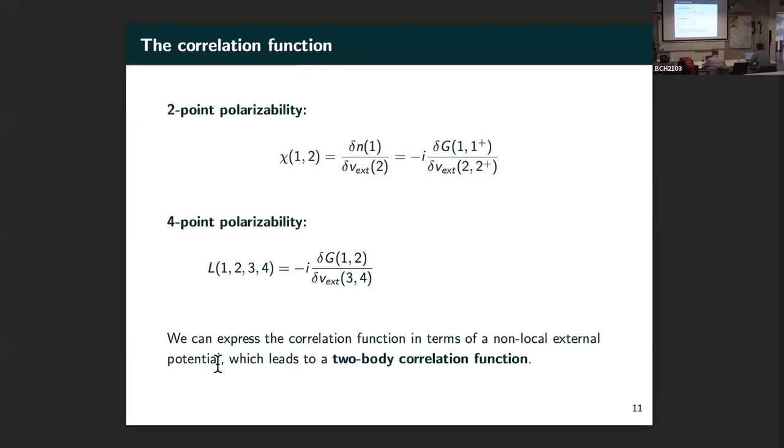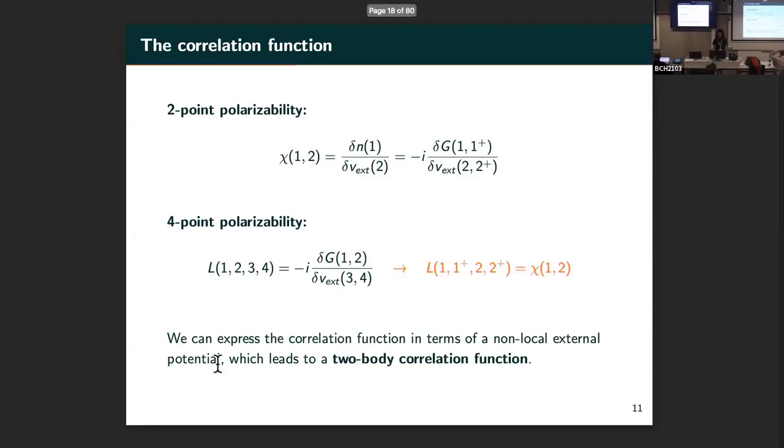And we will now work with a 4-point polarizability L, which is a more general object where we have no locality in space. We have 4 points in space, 1, 2, 3, 4, and also in time in more general circumstances. The interesting thing is that we can recover chi, or 2-point polarizability, from the diagonal of L.